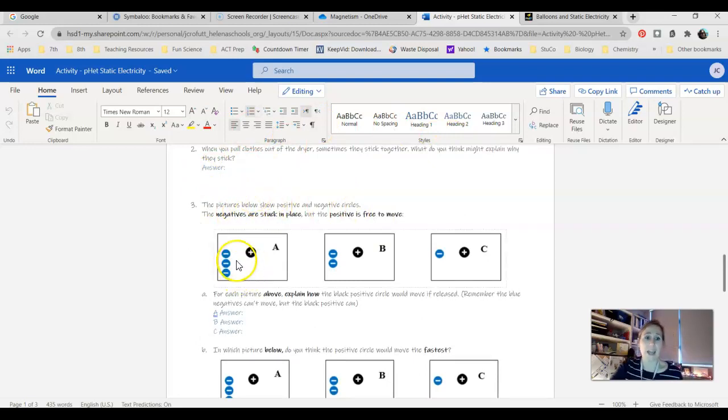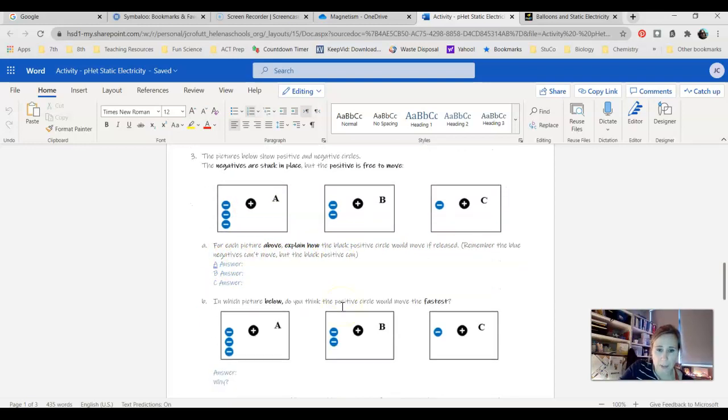For this box, you guys have these little red negative charges. On the left-hand side, you can see the A, the B, and the C box. But the little black positive puck is free to move. So for each picture above, explain how the black positive circle would be moved if released. So if we let go of that black puck, that little black positive, and let it move, how would it move? Okay. Remember, the blue negatives can't move, but the black positive can.